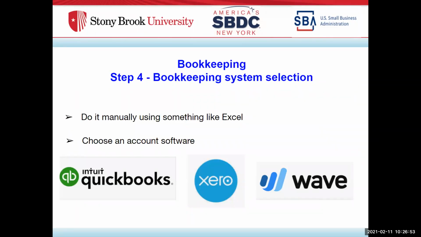The first step of bookkeeping is to select a bookkeeping system. You definitely can do it manually with a Microsoft Excel file. If you do consider using accounting software, you have options such as QuickBooks Desktop, QuickBooks Online, Xero, or Wave. These software are for both bookkeeping and financial reporting. Keep in mind, you may need help from your accountant to set up your business account in the system.